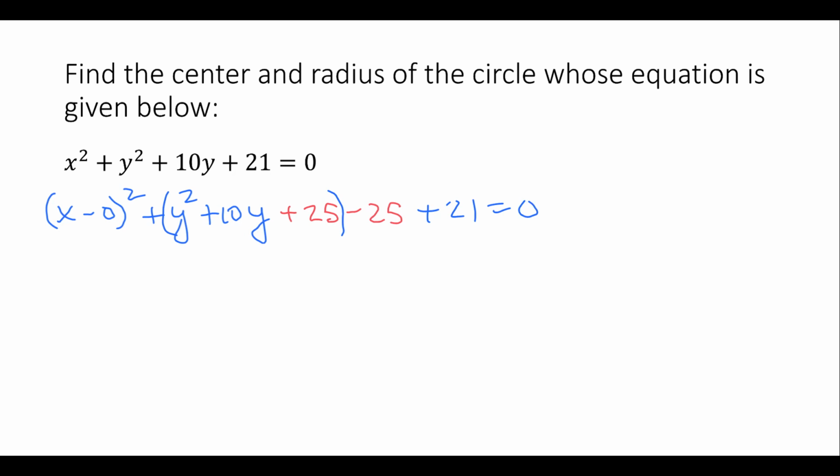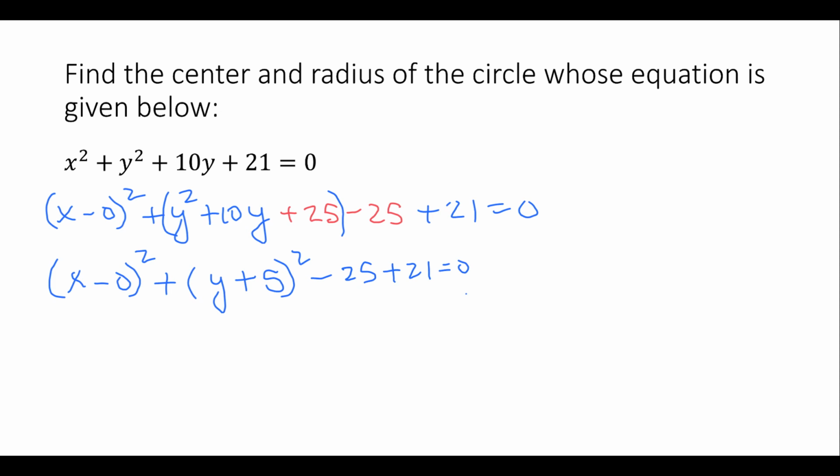All right, so my x is already taken care of. It's just x minus 0 squared, so that I can see that h a little bit better. So now my y's, that parenthesis becomes a perfect square. It becomes y plus 5 squared. And if you're not quite sure how that happens, all you need to think about is factoring this out. So what happens when I factor this out? You're going to get y plus 5 times y plus 5, which is the same as y plus 5 squared. All right, so coming back to the numbers that we have left over, we have negative 25 plus 21.